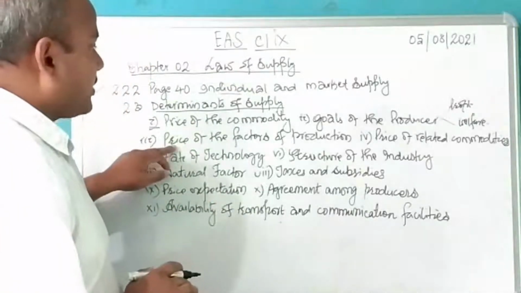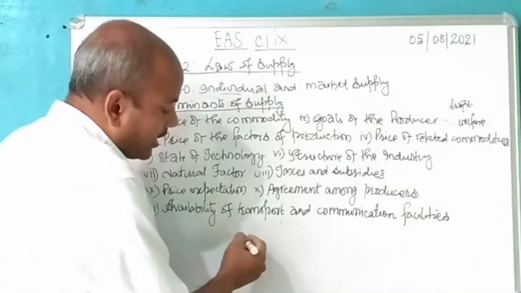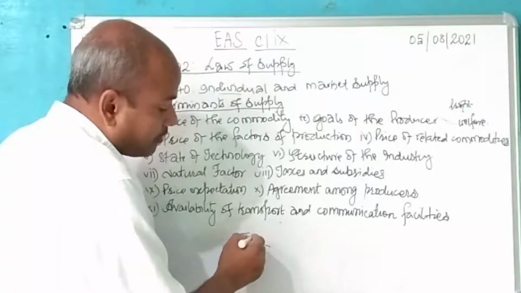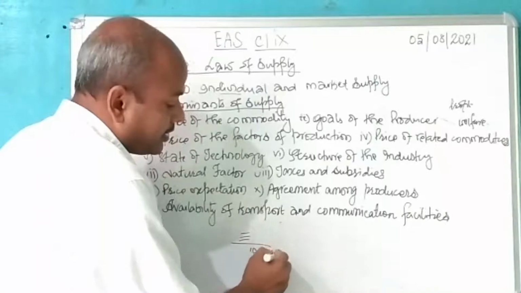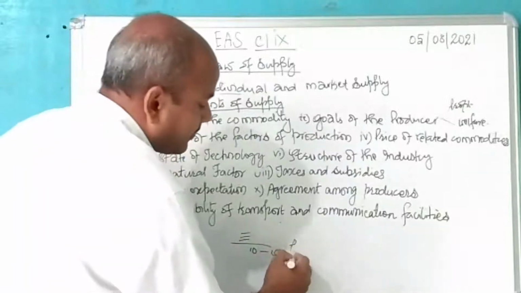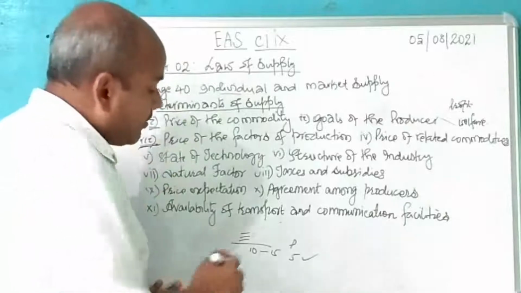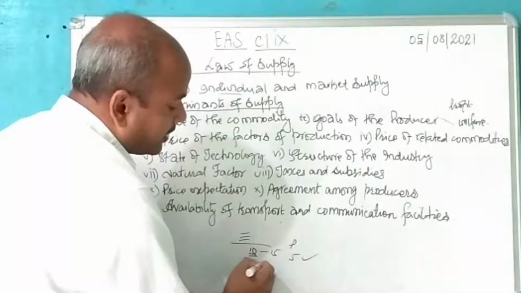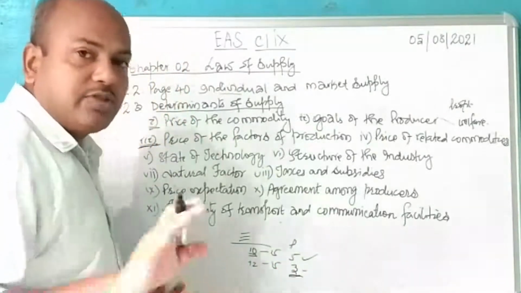Next is the price of the factors of production. If you are producing one commodity, you will require so many inputs. If the total cost of those inputs is 10 rupees and you are selling it for 15 rupees, you are getting a profit of 5 rupees on one unit. So your supply will be high. But if the price of the factors of production increases to 12 rupees, your selling price is the same, so profit is less. In this case, you will try to reduce your supply.